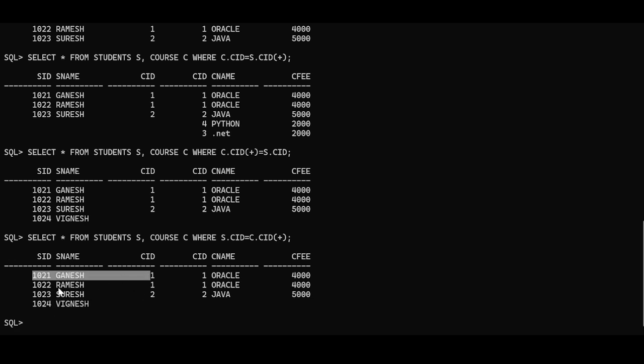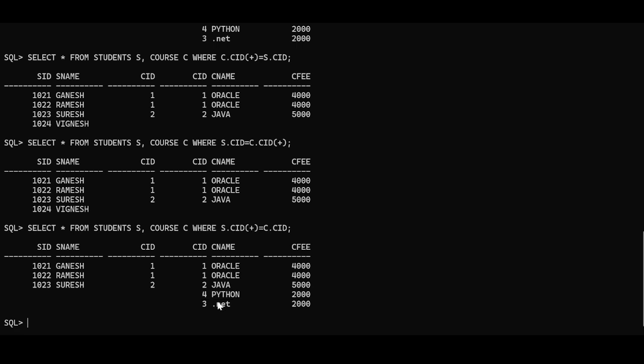All the matching and unmatching records you will get for the students table. When you use it on the left side, okay, all the matching and unmatching records for the course table will be retrieved. Just replacing this over here. This is the way you can achieve this by using what? By using the non-ANSI format, when you want to use the non-ANSI format queries.